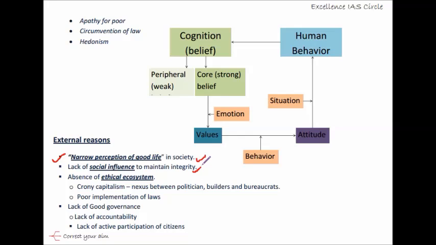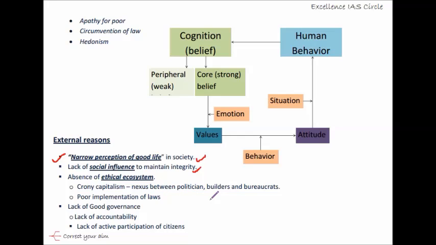We don't check on corruption. Corrupt people generally are not looked down upon. Corrupt people are not reprimanded in the way that they should have been ordinarily in a value-laden society. That's another problem. Then we'll come down to ecosystem and governance. We'll talk about crony capitalism.